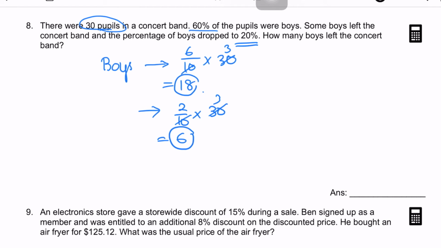So how many boys left? 18 minus 6 equals 12. 12 boys left the concert band.